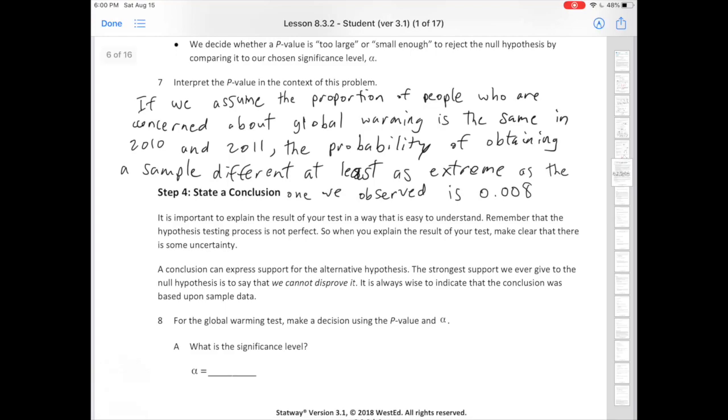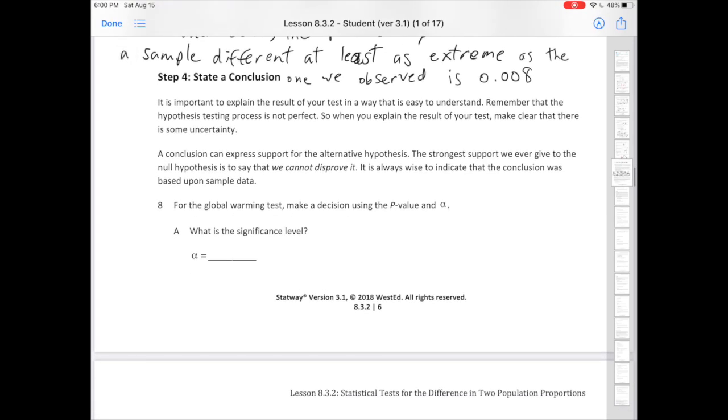Okay. Step 4, state a conclusion. It is important to explain the result of your test in a way that is easy to understand. Remember that the hypothesis testing process is not perfect. So when you explain the result of your test, make clear that there is some uncertainty. A conclusion can express support for the alternative hypothesis. The strongest support we ever give to the null hypothesis is to say that we cannot disprove it. It is always wise to indicate that the conclusion was based upon sample data.